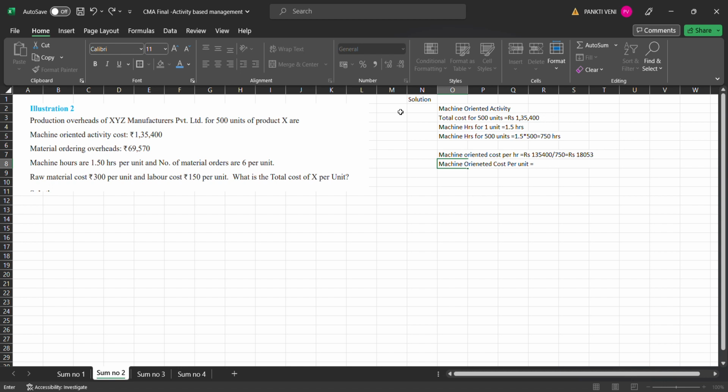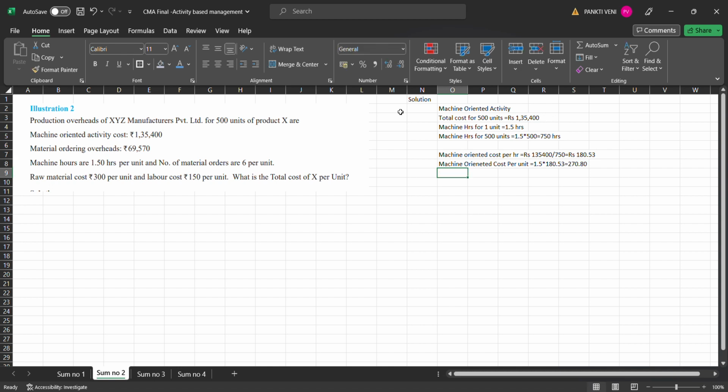Material cost per unit, if I want to find out material cost per unit, 180.53 rupees is my cost. I'll have to multiply with 1.5. So 180.53. In 1.5 hours they are preparing one product. So cost of one product is 180.53 into 1.5. That will give me 270.80.